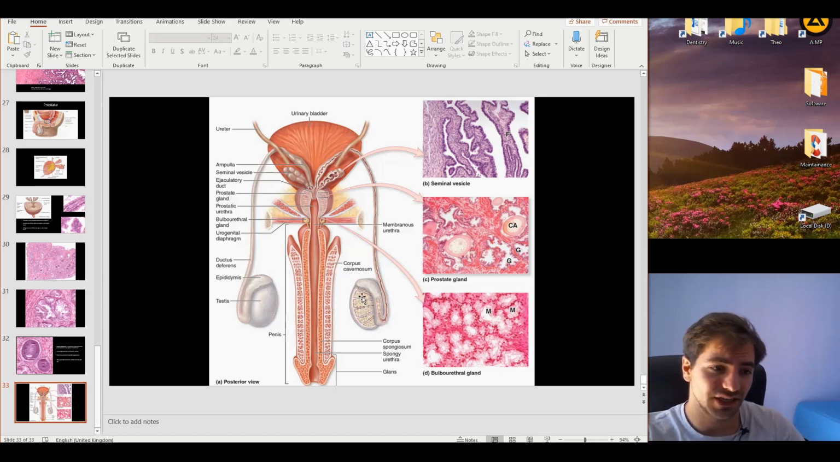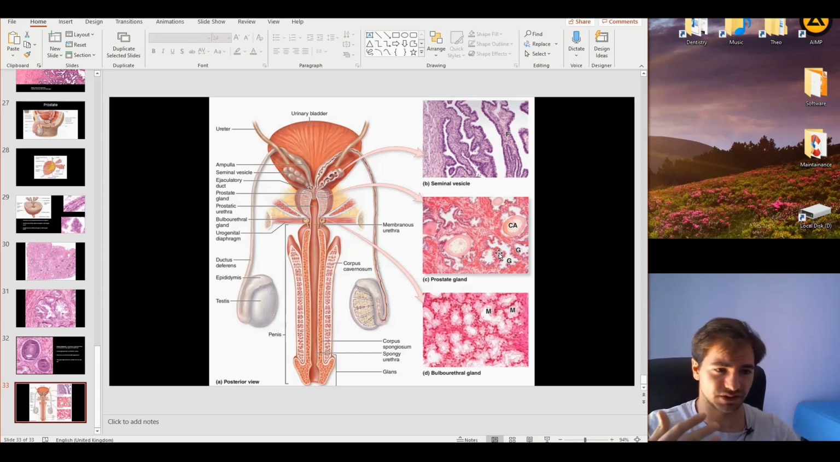Then we're going to start seeing the seminal vesicle. This is the first area where we're going to have the production of fructose, prostaglandins, and also very, very importantly, fibrinogen that makes the sperm and semen coalesce. Then we're going to have the next, the prostate gland. The prostate gland, in fact, is the area where we're going to have the production of clear mucus in a specific area. And lastly, we're going to have the bulbourethral gland.